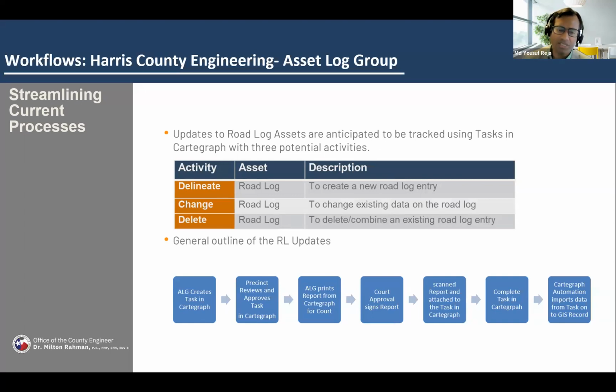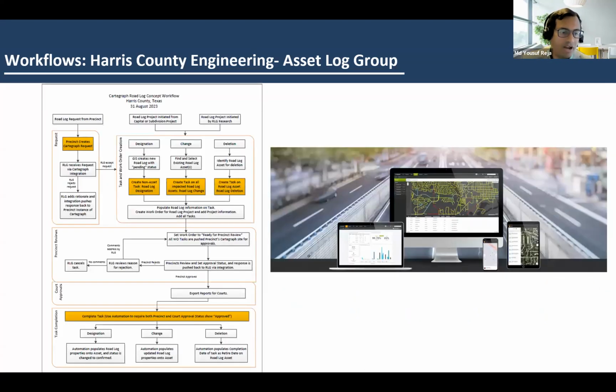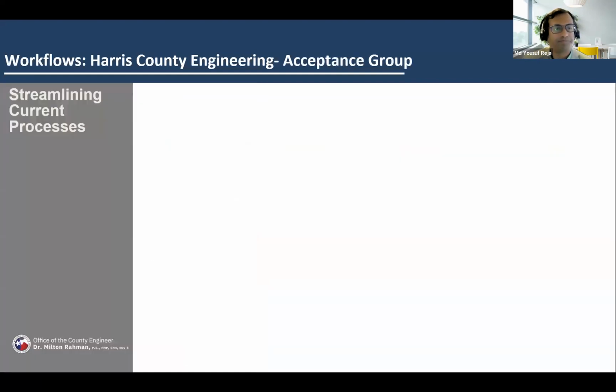Once they complete the task, we're going to utilize the automation tools to import that data from the task to a GIS record. So that's one way. And right now, as you can see, that's the workflow as of this morning. We're updating constantly, but we're still working on how we can automate, how we can streamline, and which steps we can get rid of. As you can see, there are 4 big steps that we'll be working on, and the final one is the task completion.